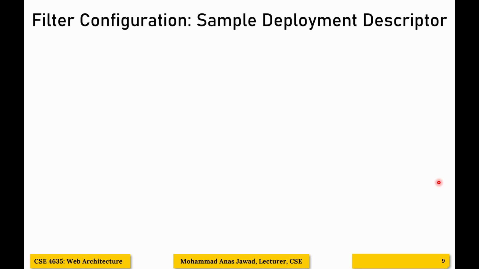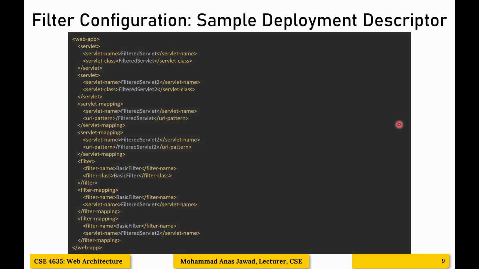Now let's take a look at what the deployment descriptor, or the web.xml file, looks like whenever we want to define or register some filters for our project. In this web.xml file, you can see that we have two servlets, filtered servlet and filtered servlet 2. Next, we have the mappings for the servlets, but that is not important. What we are interested in is this filter element here.